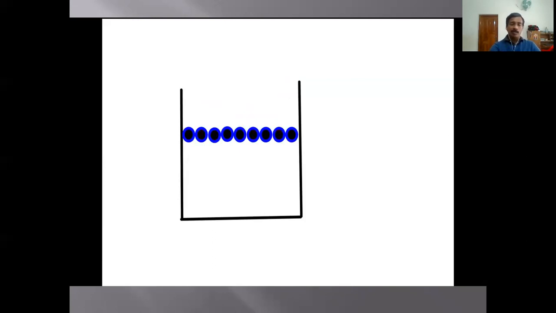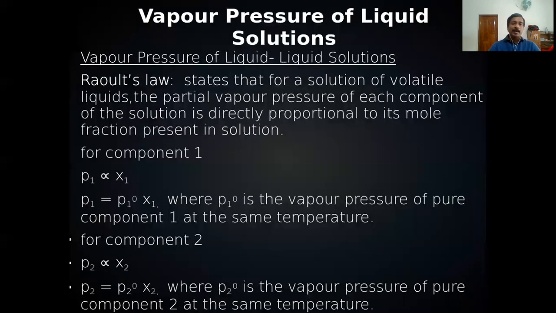So here we have to analyze these two cases, and now we are going to discuss the first case, a binary solution containing two volatile components. Solute is volatile and solvent also volatile. In such a case, as shown in the figure, you can see the solvent molecules and solute molecules are present in the vapor state. What is the factor affecting the amount of solute and solvent in the vapor state?